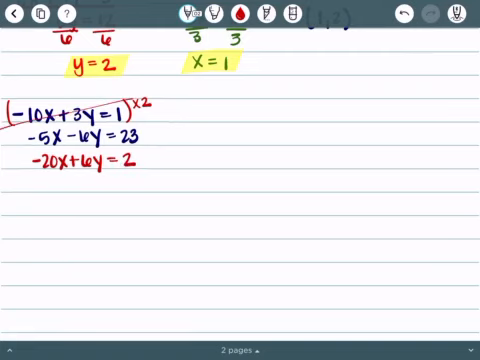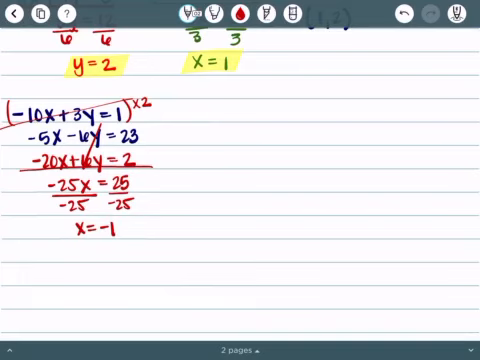So then I'm done with this equation, and I can add straight down. So negative 5x plus negative 20x is negative 25x. Negative 6y plus 6y is 0, and 23 plus 2 is 25. So then to solve for x, I divide by negative 25, and x equals negative 1.